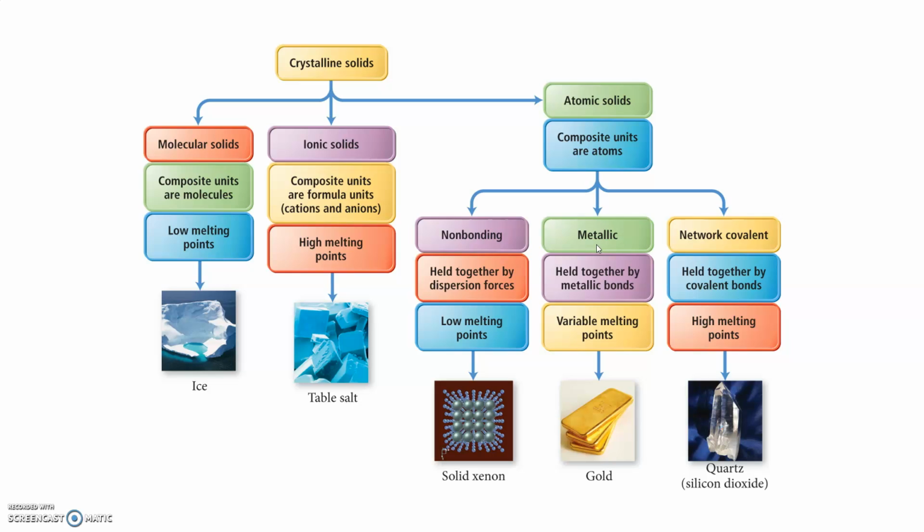The metallic ones are made of atoms joined together by metallic bonds. The melting point can be low or high. An example is gold. And the network covalent are made of atoms held together by covalent bonds. The melting points are very high. Example, silicon dioxide.